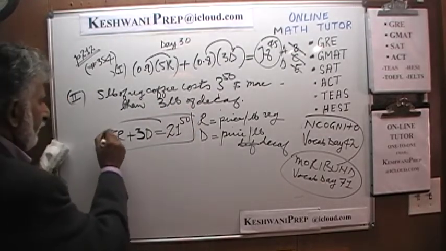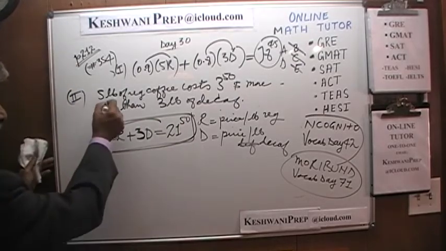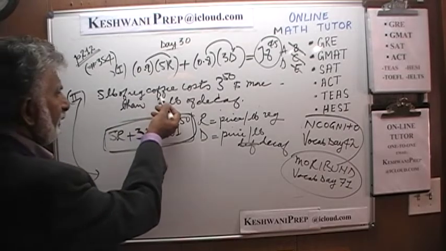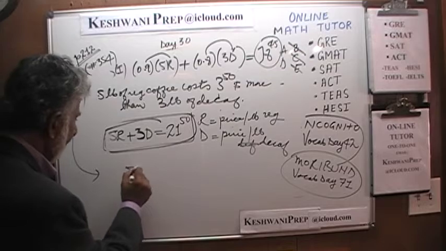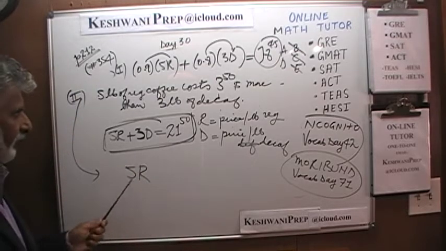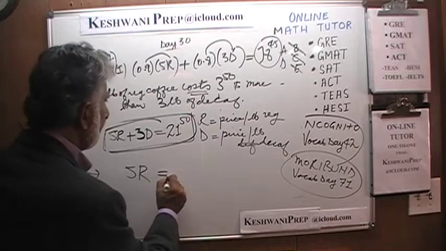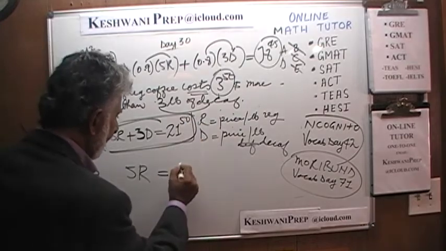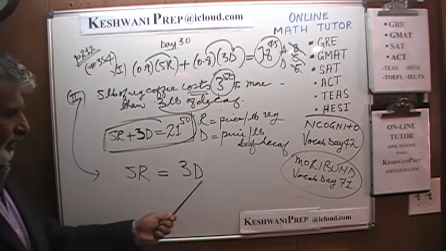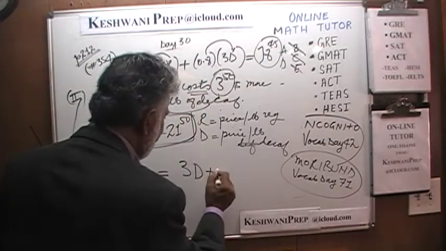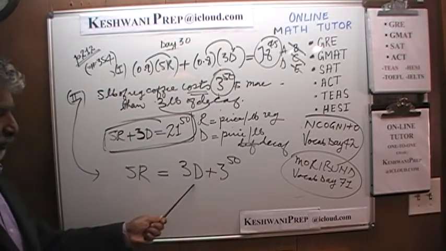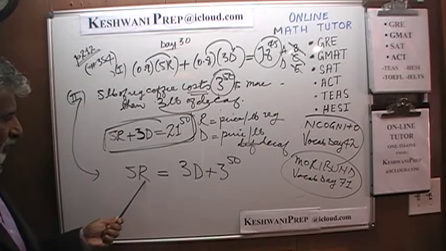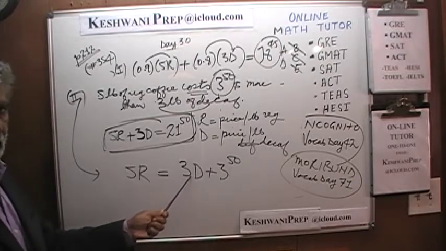Now remember, this is what was given in the problem itself. So here we're going to write the equation that we're going to get from the second statement. It says 5 pounds of regular coffee. 5 pounds of regular coffee is 5 times R, because R is the price per pound of regular coffee. It costs $3.50 more than whatever the cost of 3 pounds of decaf. 3 pounds of decaf costs this much, 3 times D. And if we pay $3.50 more, then instead of getting 3 pounds of decaffeinated, we can get 5 pounds of regular coffee.